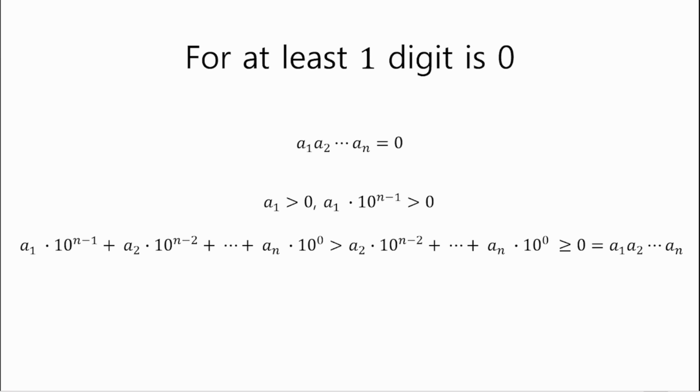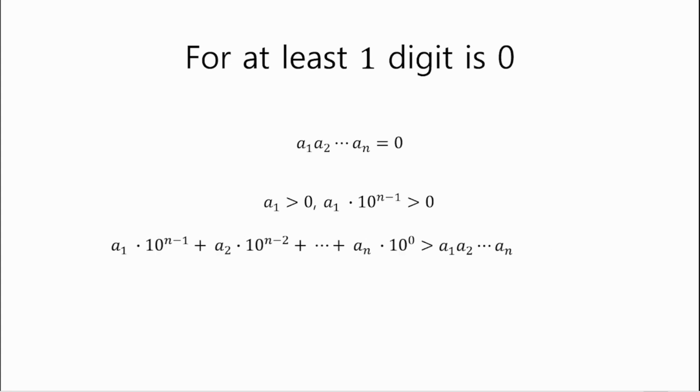Considering that all digits except the first digit is bigger than or equal to 0, the right term is therefore bigger than or equal to 0. Simplify these terms, and we also get n is greater than p.